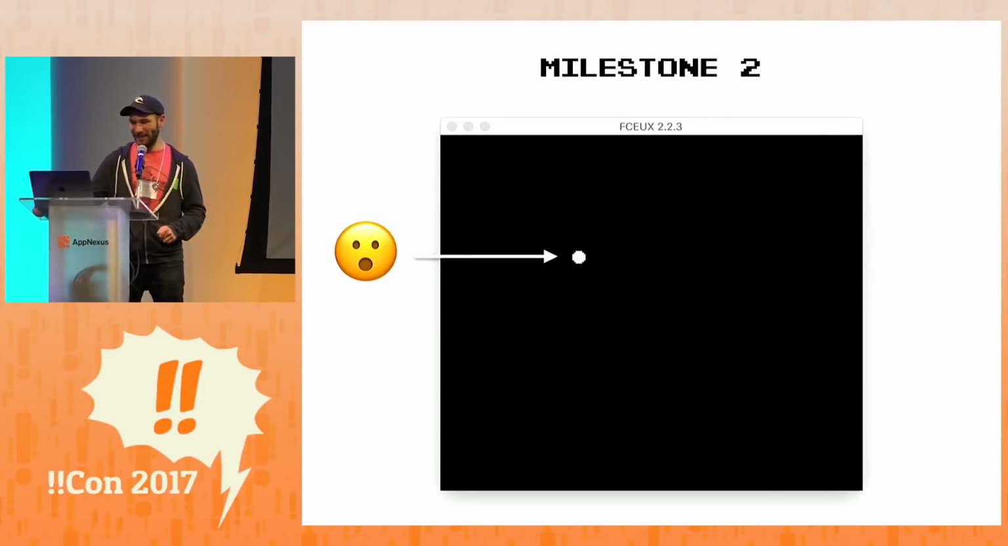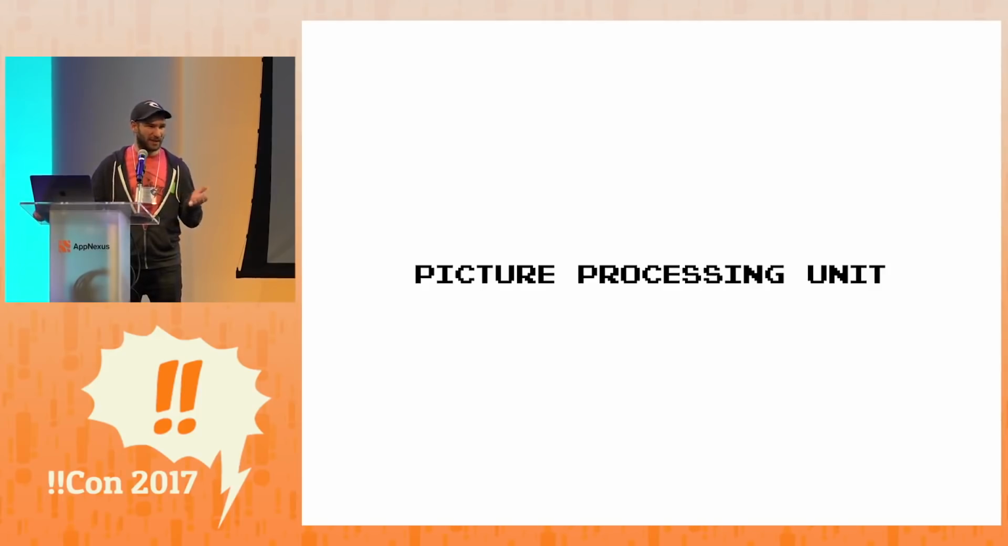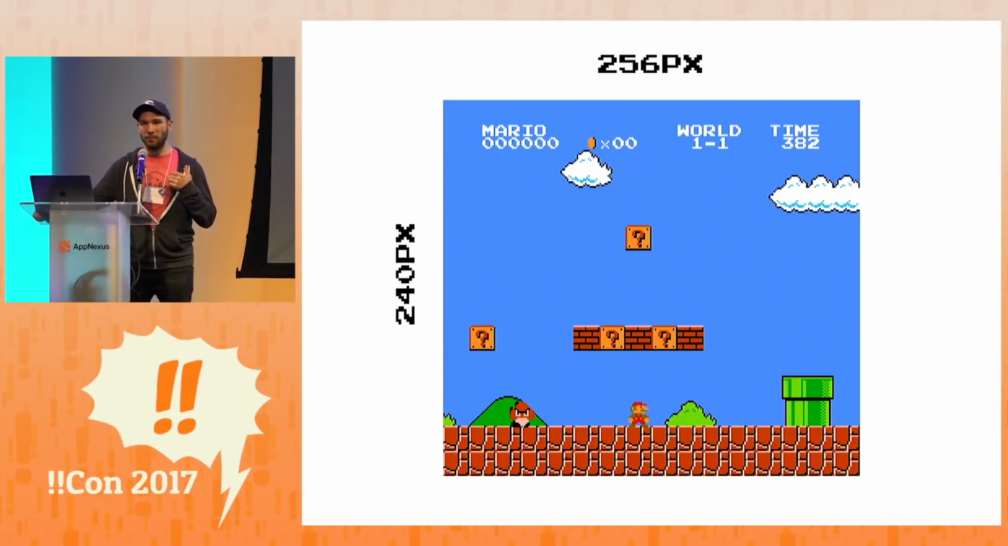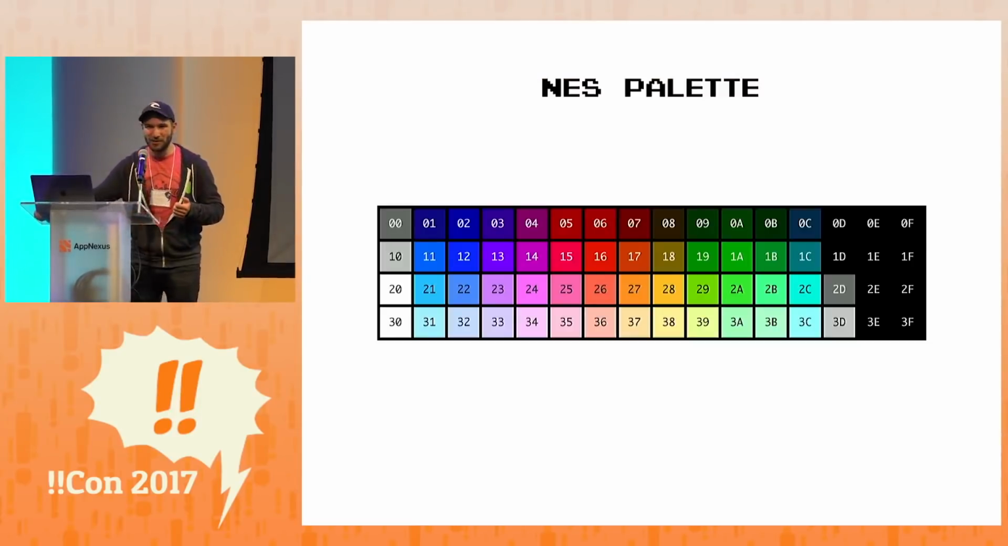I was so happy. So what I had to learn to display this ball is what's called the picture processing unit, and this is basically the graphics card for Nintendo. It's capable of displaying a 256 by 240 pixel image, of which you lose around 5% of the image because of the overscan of the old CRT screens. You can't use RGB. I learned that. So you're actually limited to a 54 color palette, and you can only use 25 colors at a time.